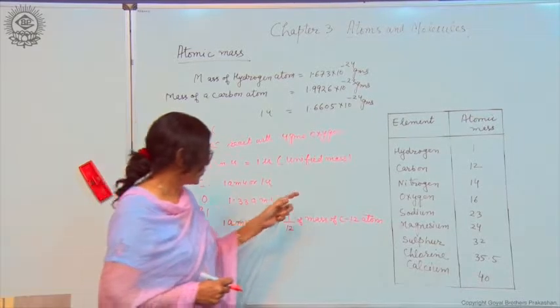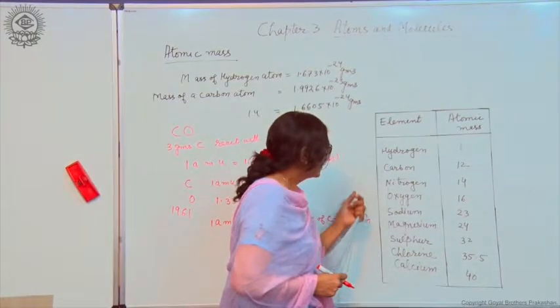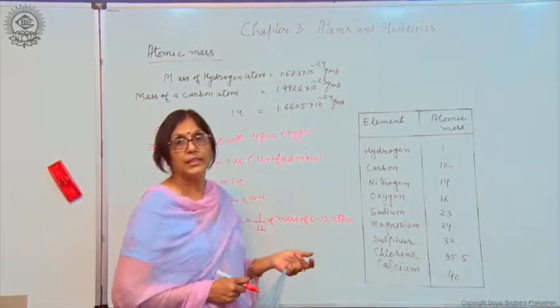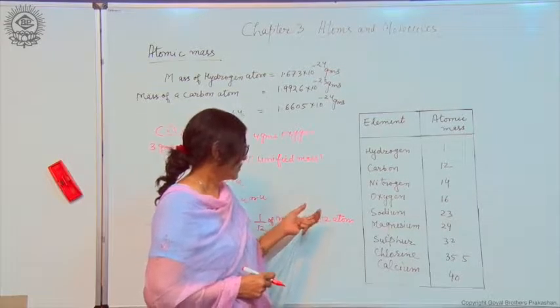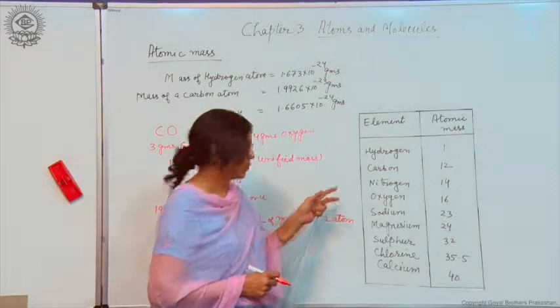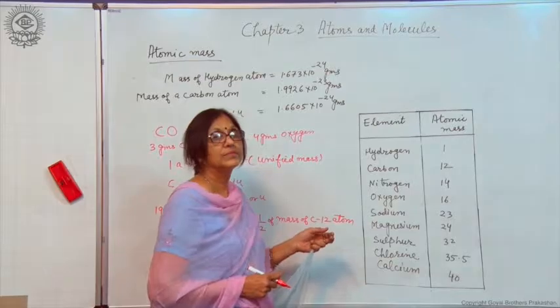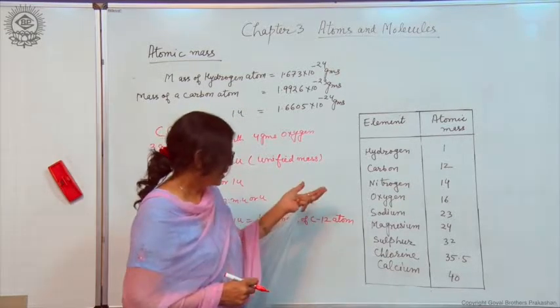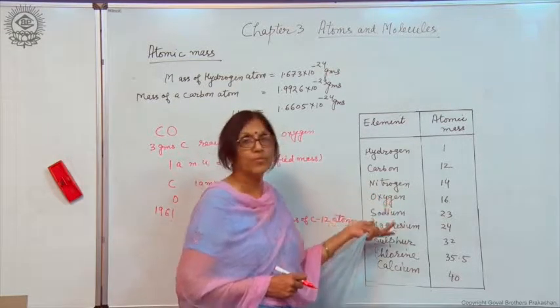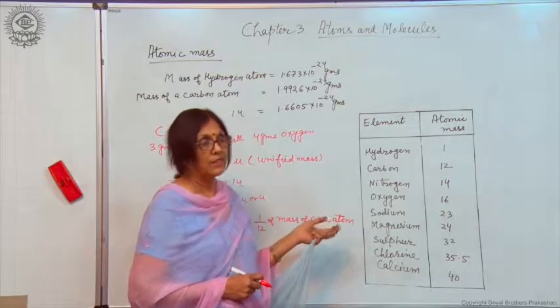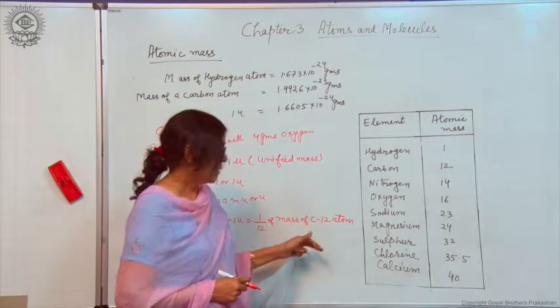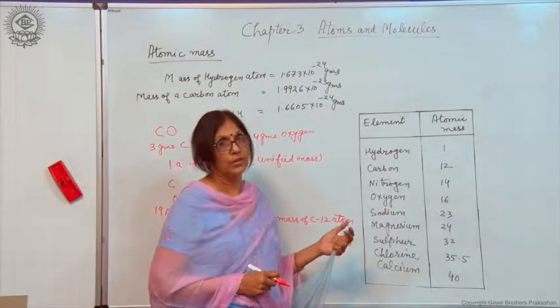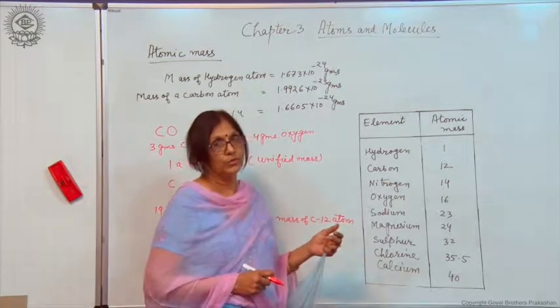Now, here in this table are given names of certain elements and their atomic masses. There are so many elements, only some elements are written here. If you can learn some of the atomic masses, it is well and good. Otherwise, by practice you will come to learn the atomic masses of the elements.